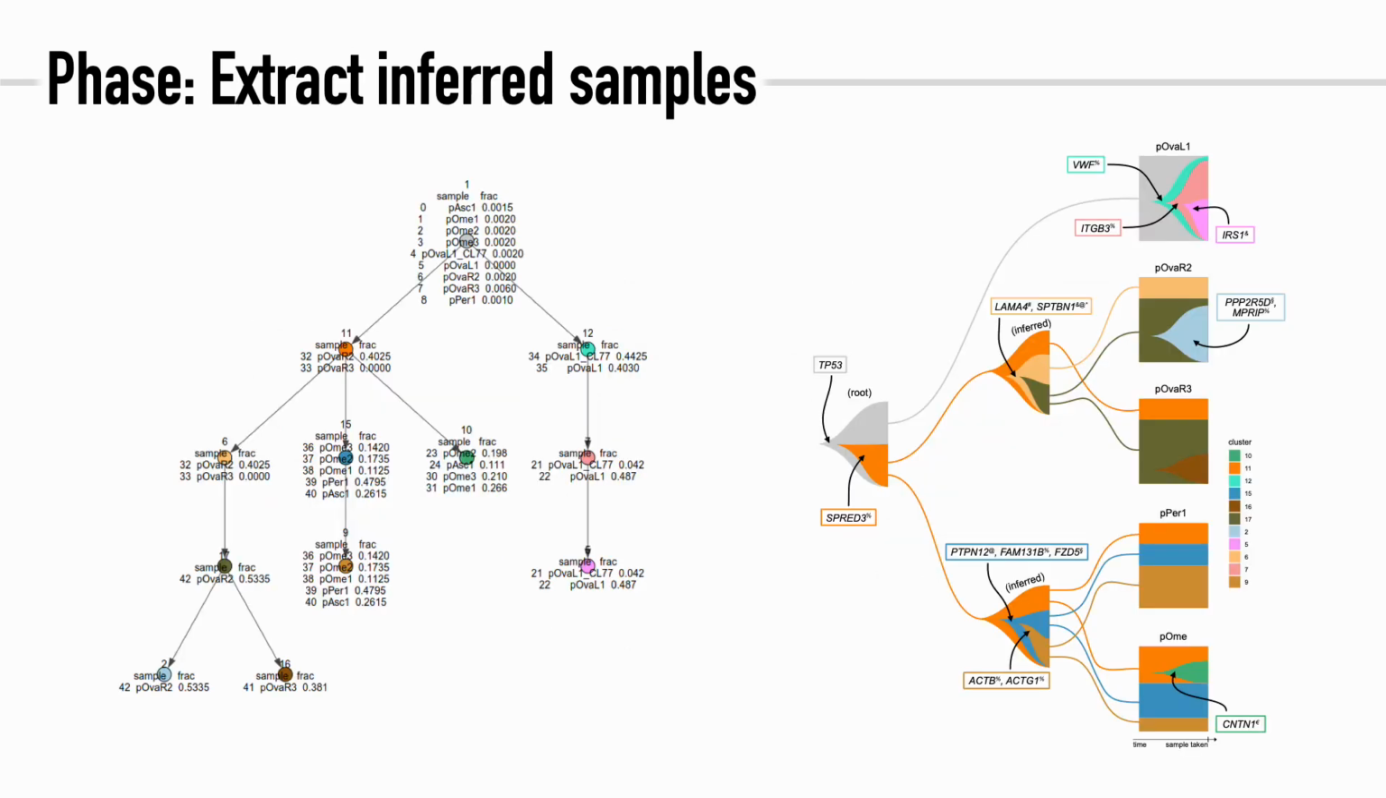Then extracting inferred samples. Well, in brief, if the descendant of a specific subclone occurs solely in a specific group of samples, and the samples contain no other subclones, we can extract an inferred sample. Maybe a bit tricky. I'm not going into details now, but anyway, here it's easy to see that P over R2, P over R3, P per 1, P ohm, they share a common ancestor, this subclone. But also both P over R2 and P over R3, they have subclones with a common ancestor.